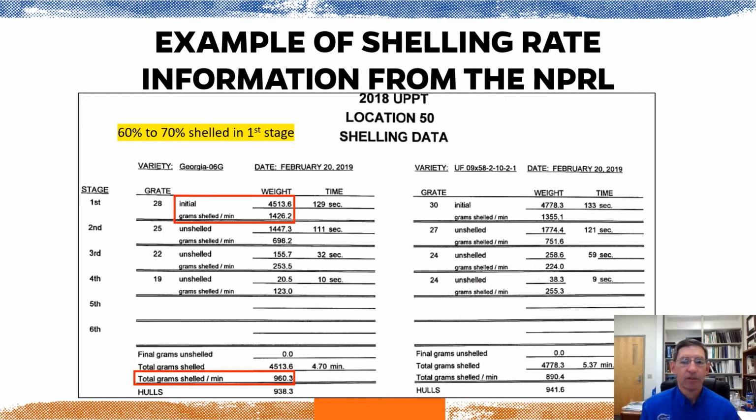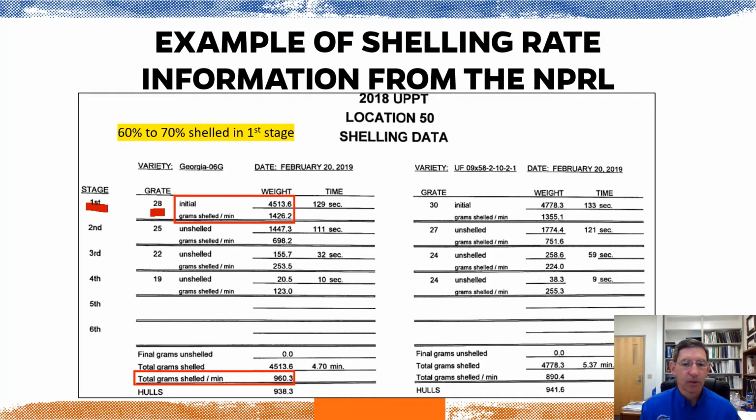This is just an example of the shelling rate information from the NPRL. You see here in the top box the initial shelling weight, which I'm going to call the first stage shelling. They begin with a certain weight of peanuts, and they shell until the peanuts have fallen through those grates. That grate was a 28 in this case, and they calculate the amount of time and weight that was shelled during that time. In this case, 1,426 grams were shelled in the first 129 seconds over the 28 grate.